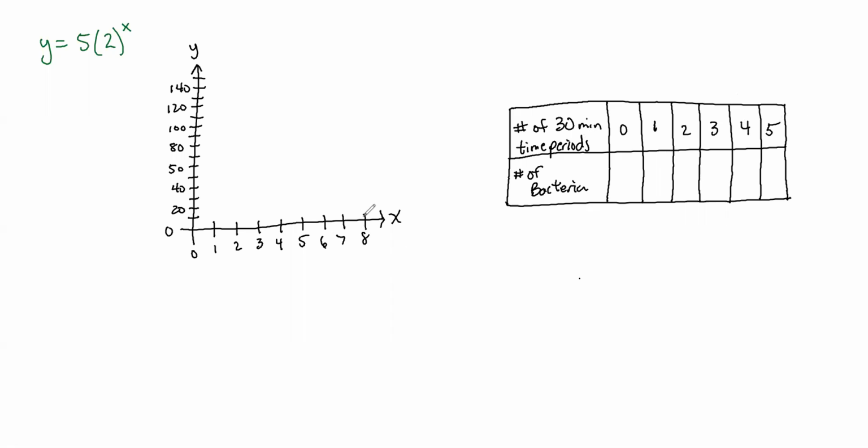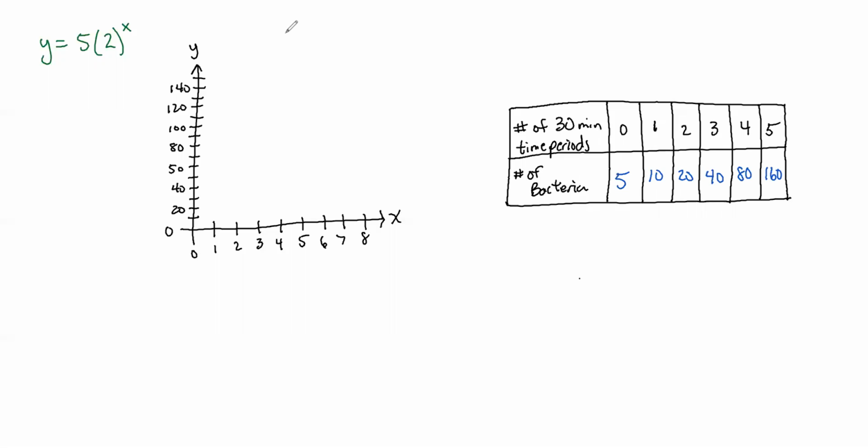All right. So now, let's see. I have a start value of 5, and that goes along with the 0 time periods because I have no time passing. We have 5 bacteria. After one 30-minute time period, we have 10. After two 30-minute time periods, we go up to 20. After 3, we're at 40. After 4, we're at 80. After 5, we're at 160. And we can continue this, but this is enough for us to know what is going on.